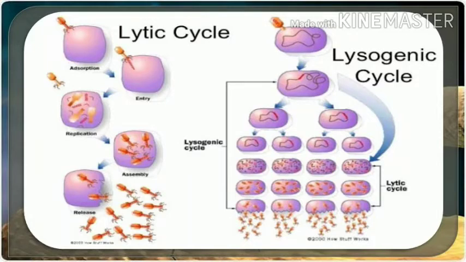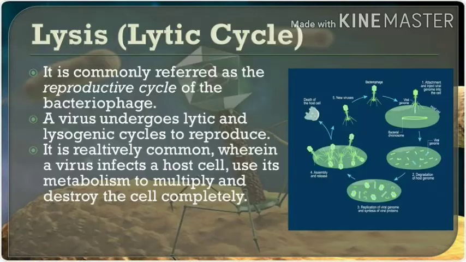Here is an illustration showing the step-by-step of the lytic cycle and the lysogenic cycle. But for us to understand more, let us talk first about the lysis, also known as the lytic cycle. Lysis or lytic cycle is commonly referred to as the reproductive cycle of the bacteriophage. A virus undergoes lytic and lysogenic cycles to reproduce.